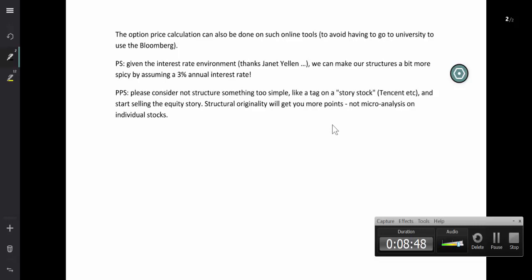For example, this was written by Thomas: do not structure something too simple, like a tag on the story, stop, test, etc. and start telling the equity story. I didn't even know we wrote that. Okay, structural originality will get you more points.